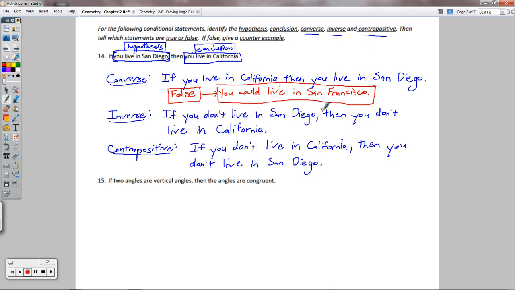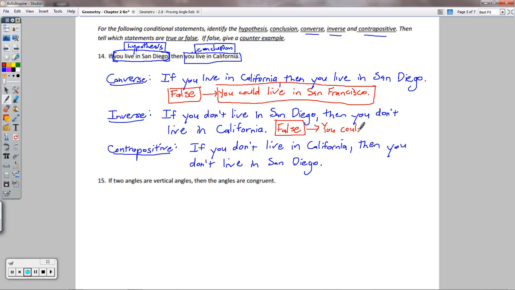If you don't live in San Diego, inverse now. So let's pretend you don't live in San Diego. Then you don't live in California. Does that have to be true? Same thing. Converse, inverse. These are logically equivalent statements. So really, they're saying the same thing in a different way. This is also false. If the converse is false, the inverse is also going to be false. And for the same reason, we could pick the same city if we wanted to. You could live in whatever California city that's not San Diego and have this be a counterexample. So I'll say San Francisco once again. We'll just stick with that one.